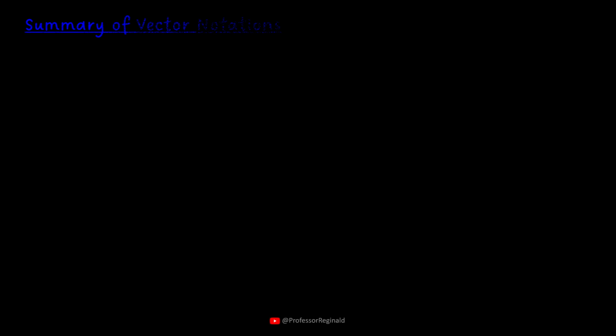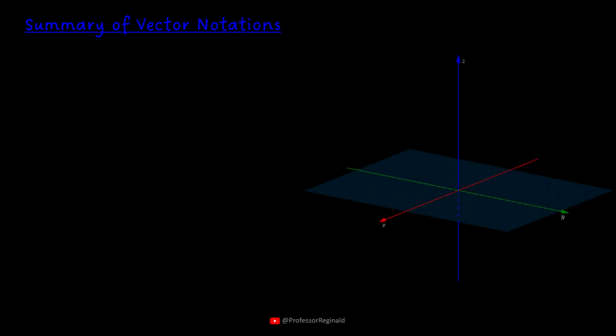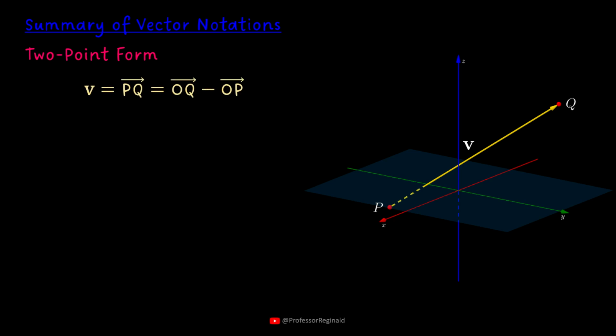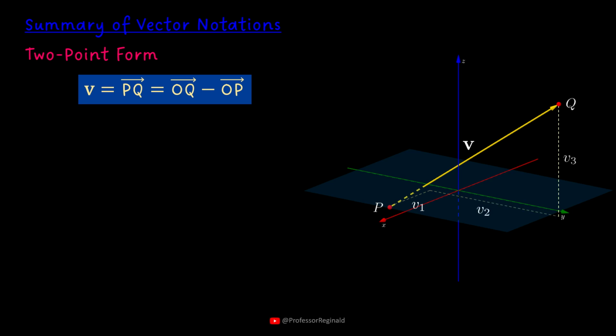Summary of vector notations. Two-point form. A vector is a directed line segment from an initial point to a terminal point. Meanwhile, a vector can be written in terms of its components. A component is the length of the projection of the vector onto an axis.